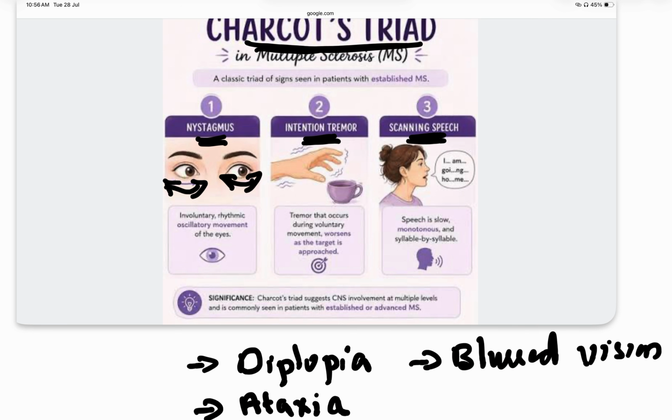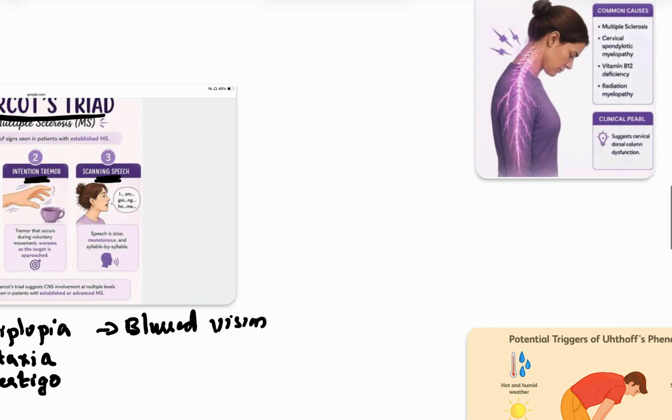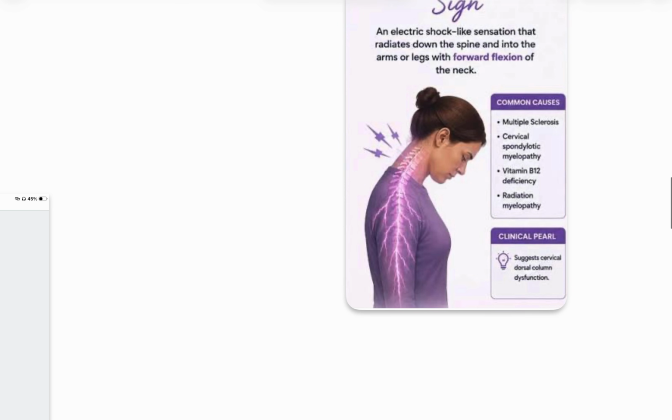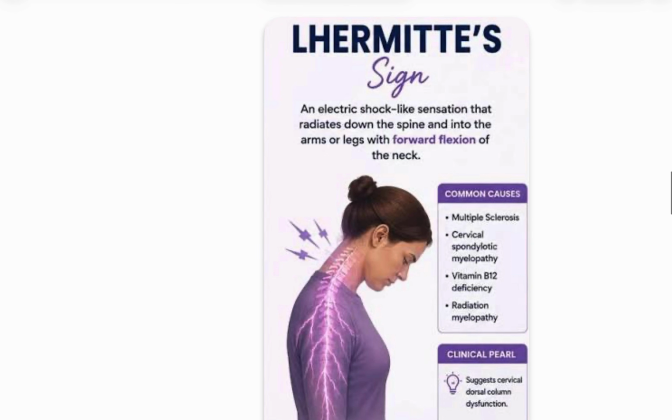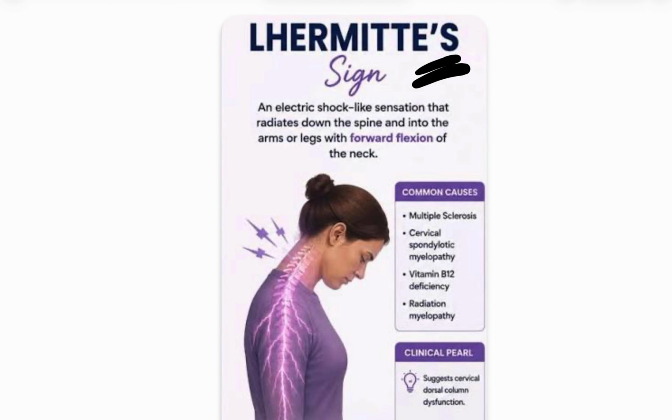So other than this, there are two important signs which our teachers like to favor when they set questions for the MCQs. First one is Lhermitte's sign. What is Lhermitte's sign? If the person has multiple sclerosis, Lhermitte's sign can also be called the Barber chair phenomenon. Okay, Barber chair phenomenon.